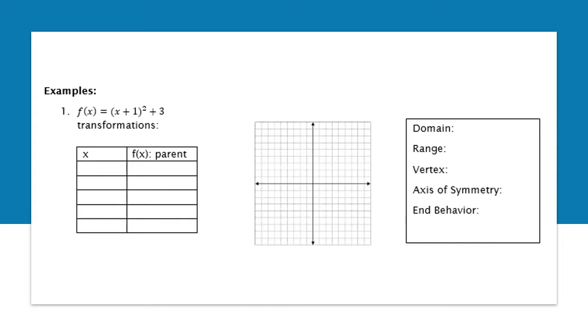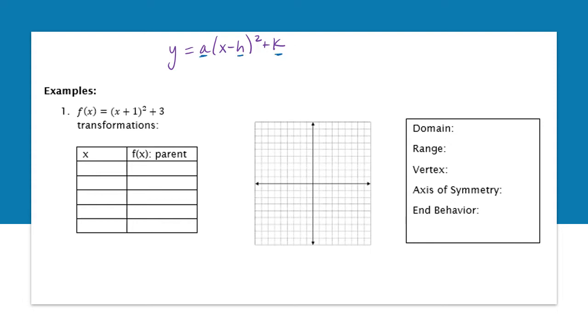In this example, we're asked to graph the function x plus 1 squared plus 3. First thing I want to do is talk about the transformation. So I'm going to write that standard general form, y equals a times x minus h squared plus k. That's our general formula. And what I want to point out is that the transformations are going to be affected by the a value, h, and k.